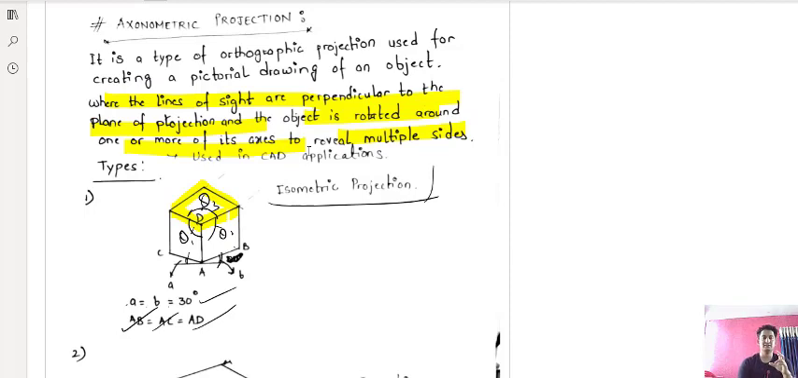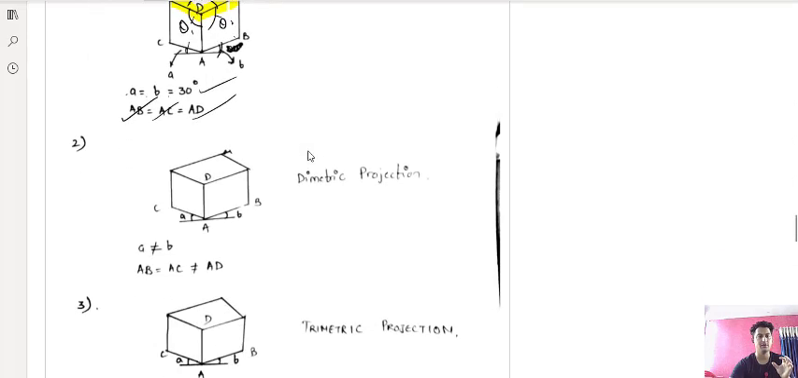The second one is dimetric projection, in which both the angles are not equal, and the length, height and breadth have a relation that either two may be equal and one is not equal. AB equals AC and not equal to AD. That type of drawing is known as dimetric projection.